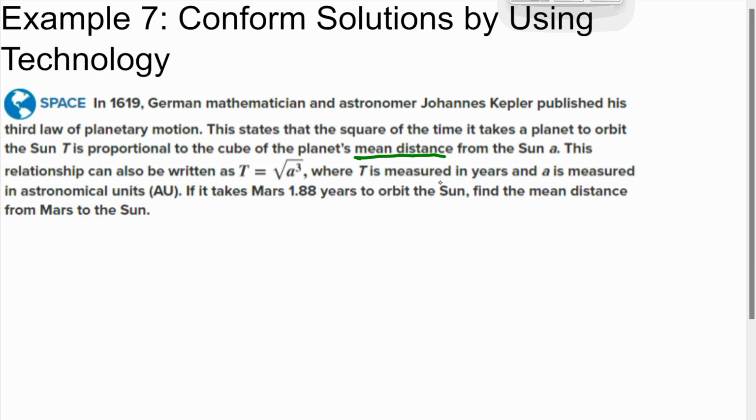Here's our equation for T. T is measured in years. A is measured in astronomical units, AU. It takes Mars 1.88 years, so that'd be our T is equal to 1.88 years, to orbit the sun. Find the mean distance. So A is the mean distance in astronomical units, Mars to the sun.